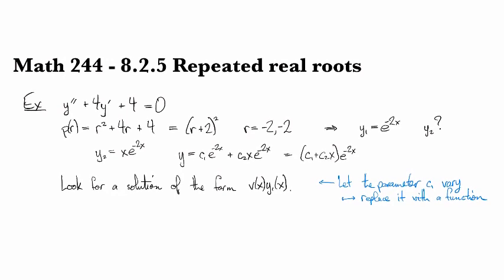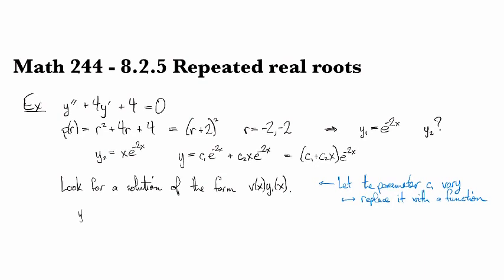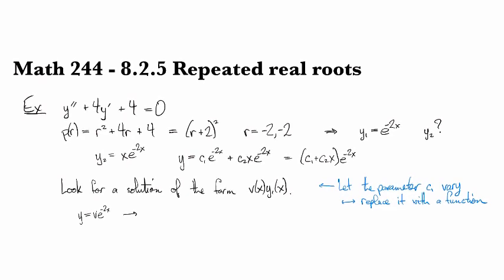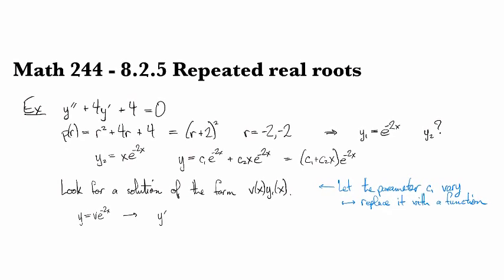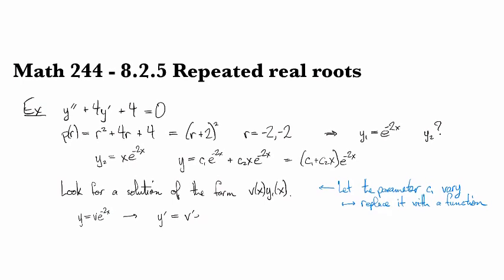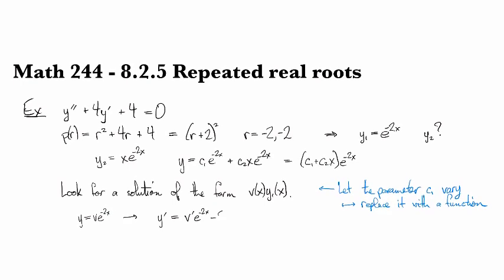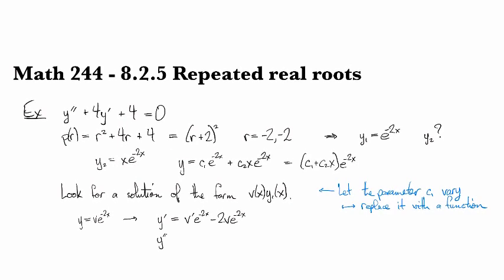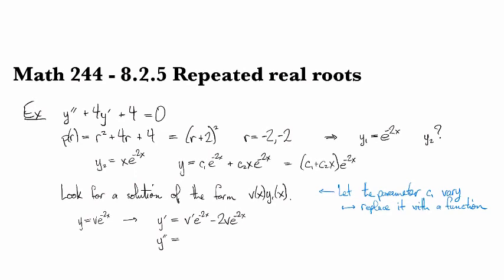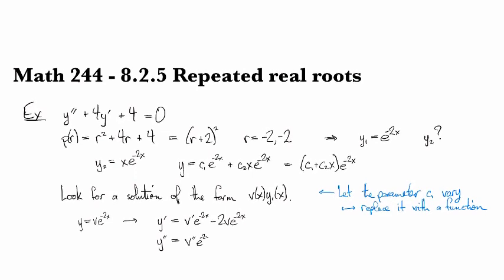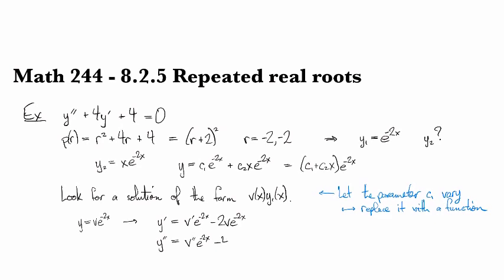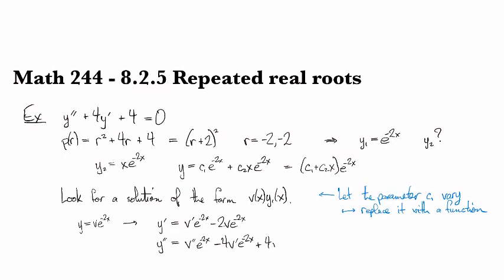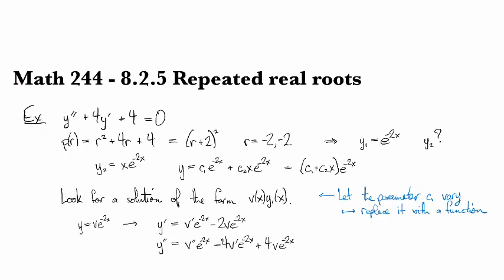So if we make this substitution, if y is v e to the minus 2x, and we substitute that into the equation, then let's see. Well, we're going to need y prime. So y prime is v prime e to the minus 2x minus 2v e to the minus 2x. And we're also going to need y double prime. And so y double prime is going to be v double prime e to the minus 2x minus 4v prime e to the minus 2x plus 4v e to the minus 2x.